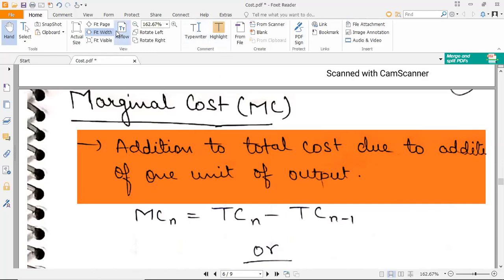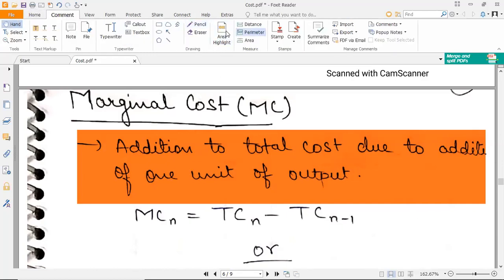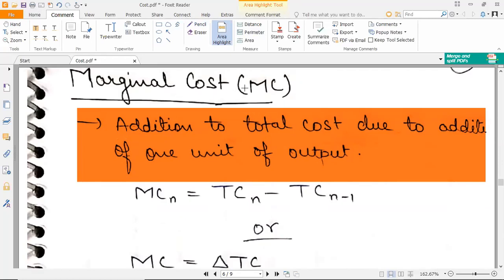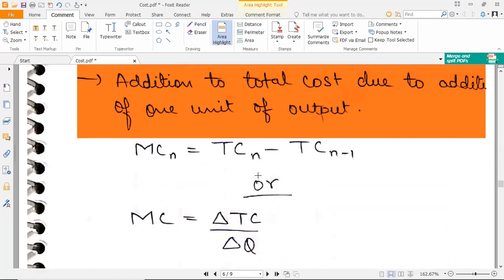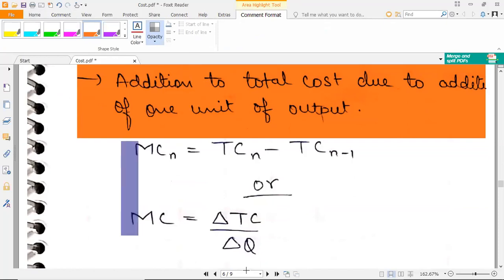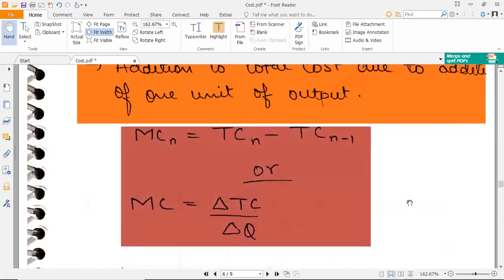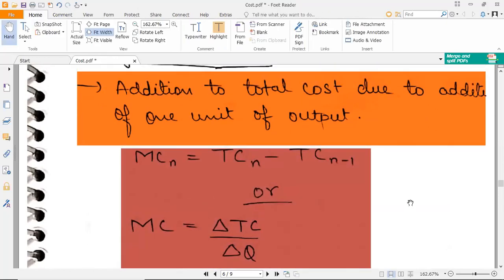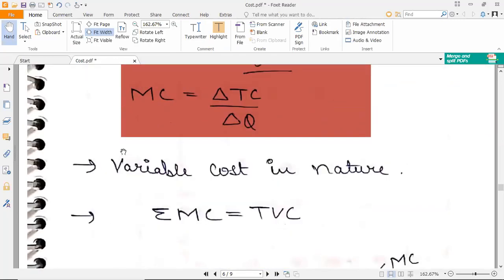The formula of marginal cost is TCn minus TCn minus 1, or change in TC divided by change in quantity. There are two formulas for marginal cost: change in TC divided by change in quantity, or TCn minus TCn minus 1. MCn, marginal cost at the n level of output, is equal to total cost at n level minus TCn minus 1. So this is how the marginal cost is derived.